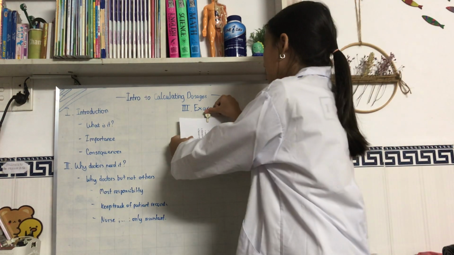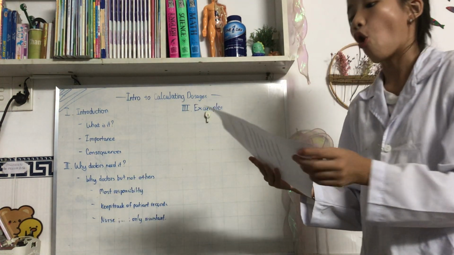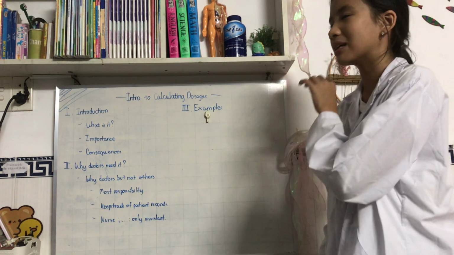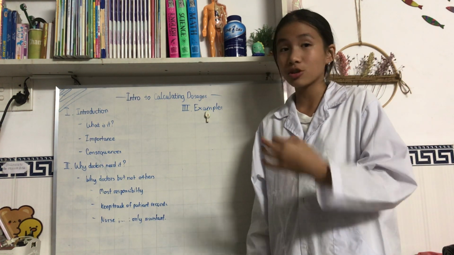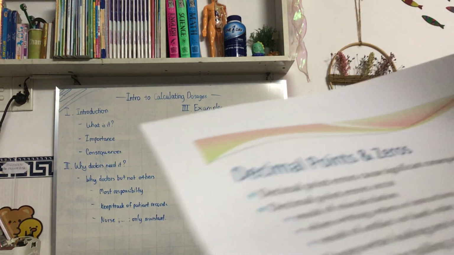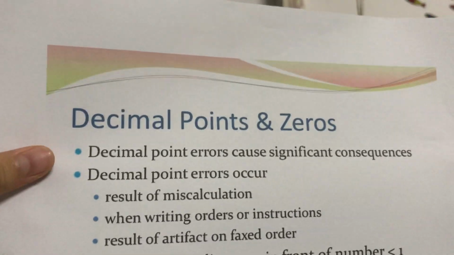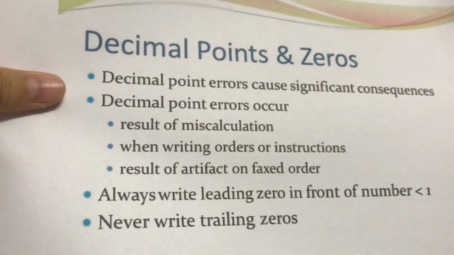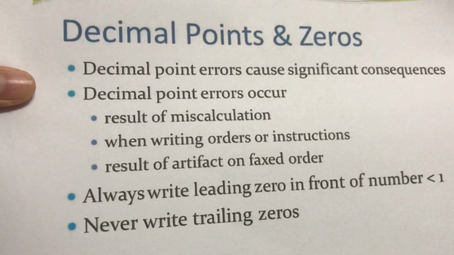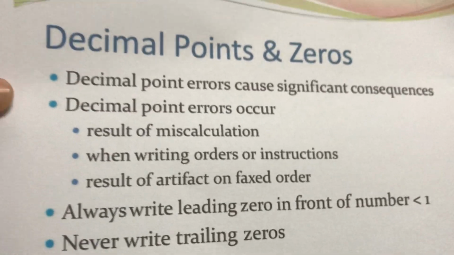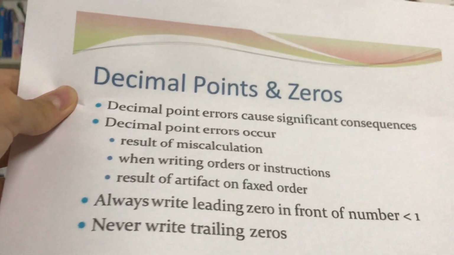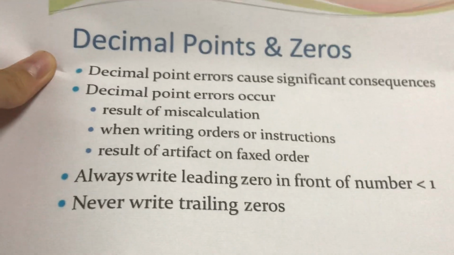Now, let's have this one last example. Why are decimal points and zeros important? Well, this will make a significant change in the dosage factors. Here, the decimal point errors cause significant consequences, and decimal point errors occur as a result of miscalculation when writing orders or instructions, when the doctors don't have observation skills. That's why observation skills are important for us.